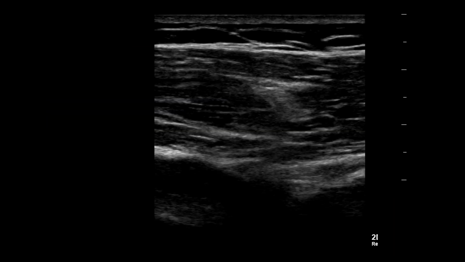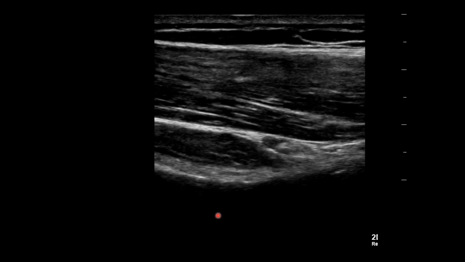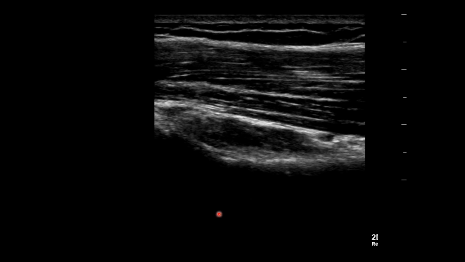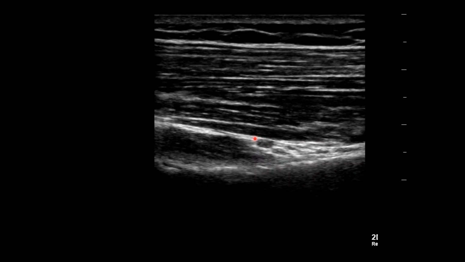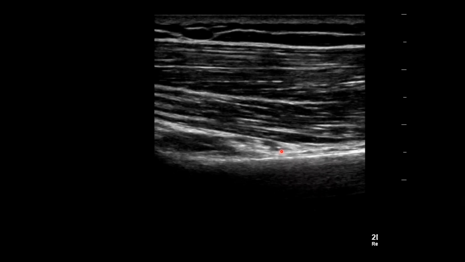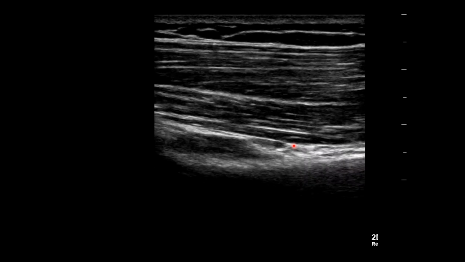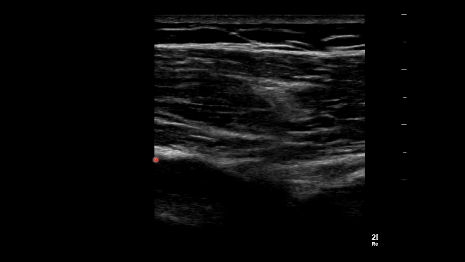This is a sonographic video showing the posterior humeral circumflex artery, here pulsating, and then the neural structures that are adjacent to the artery. Just below that is the humerus, and over here is the humeral head.